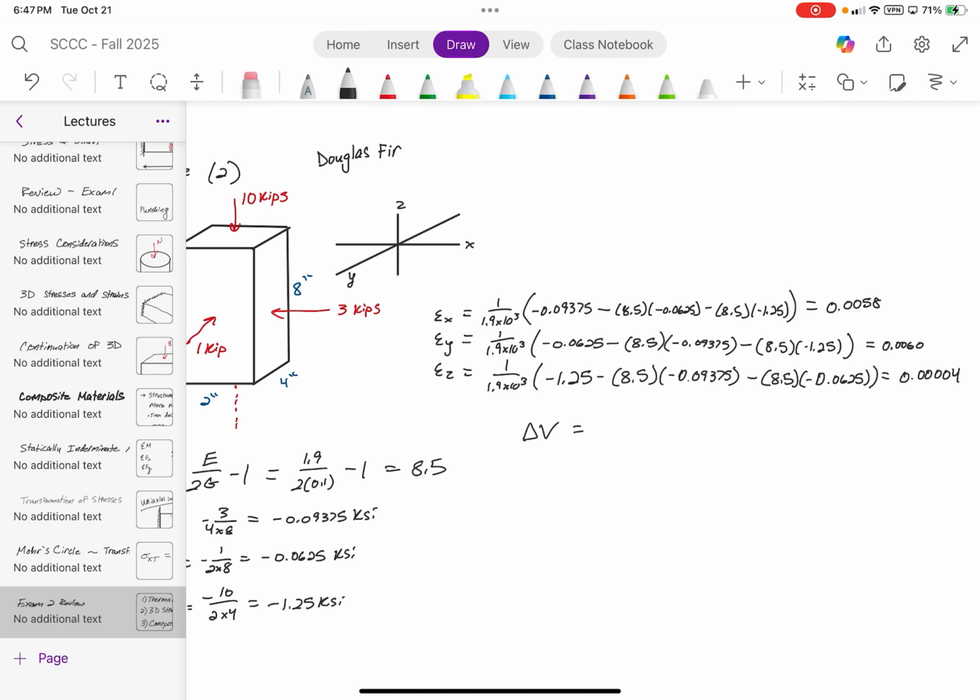First, I want to ask, what is everyone using to calculate the change in volume? Isn't it like the initial times the sum of the strain? I mean, yeah. We didn't write that on the equation sheet. I would add that.